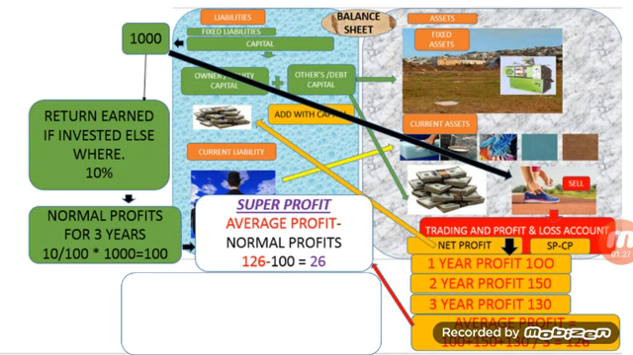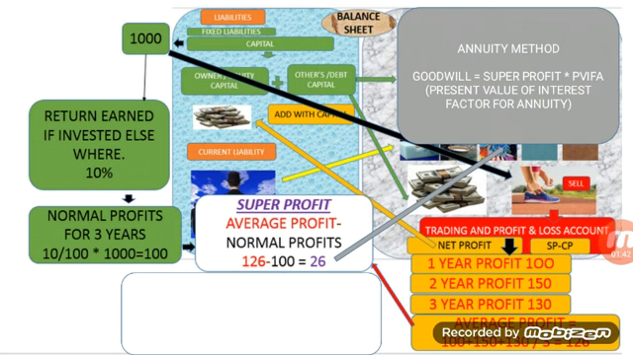So earlier the super profit 26 used to be multiplied by the number of years of purchase, which in this case is 3. But since we are following annuity method, this 26 will not be multiplied by 3 but will be multiplied by PVIFA, which is the present value for annuity. In other words, this 26 is the future value. Now for this 26, present value has to be calculated. This present value will be calculated following the annuity method. So let us focus on what is annuity method.